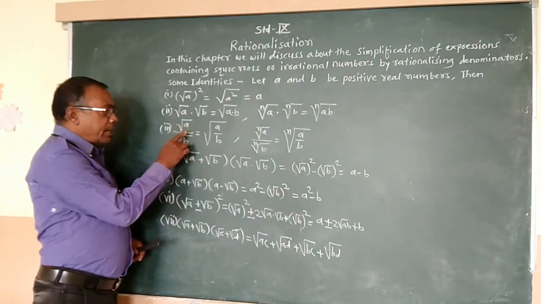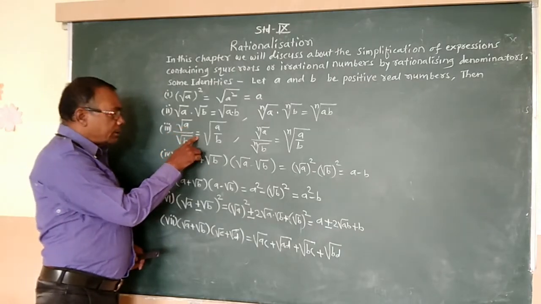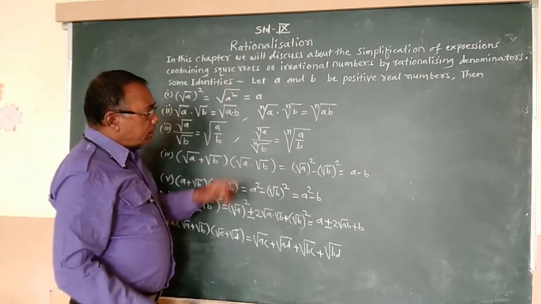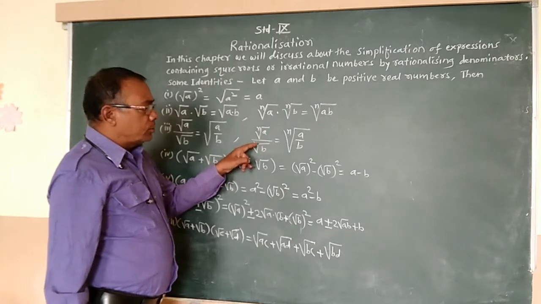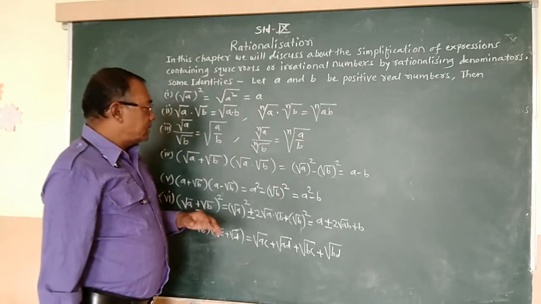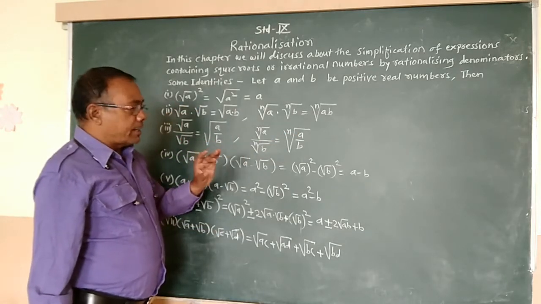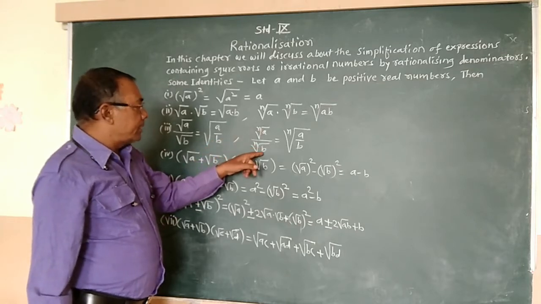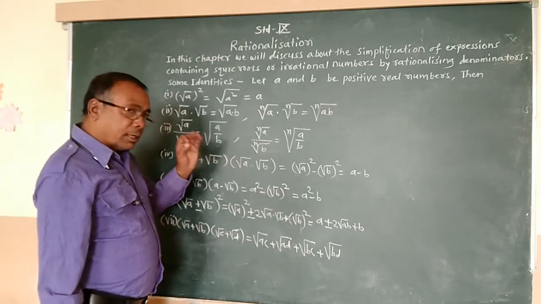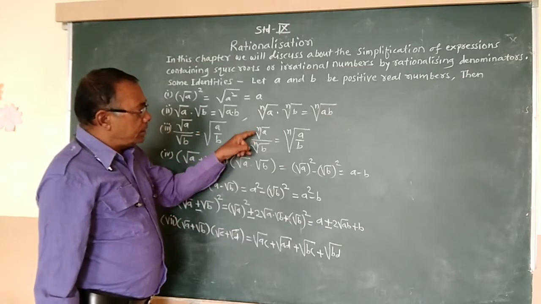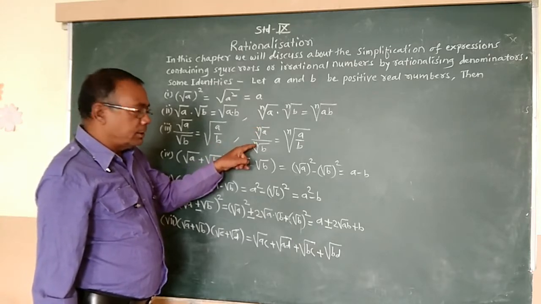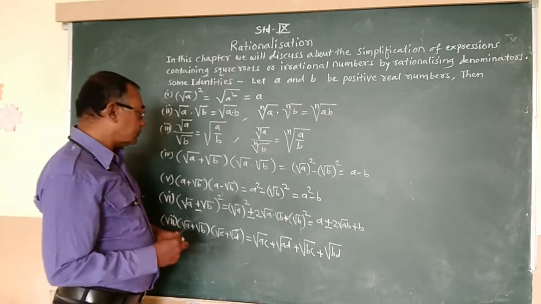Similarly, square root a upon square root b is equal to square root of a upon b, or nth root of a divided by nth root of b is equal to nth root of a upon b. This means that if we take the numerator and denominator in the same radical sign, the condition is that both orders must be the same. Here the order is n, and here also the order is n.